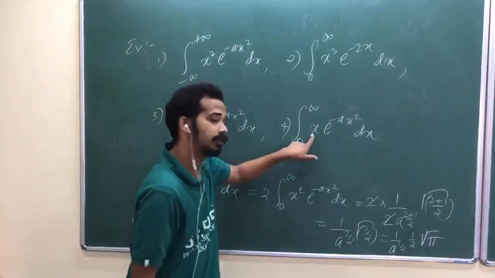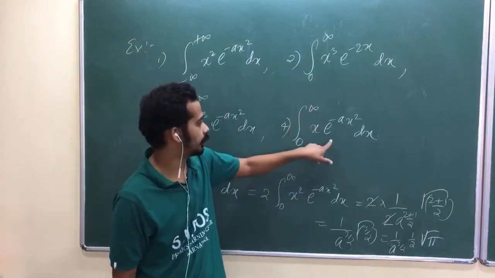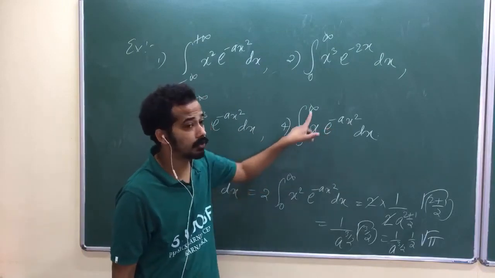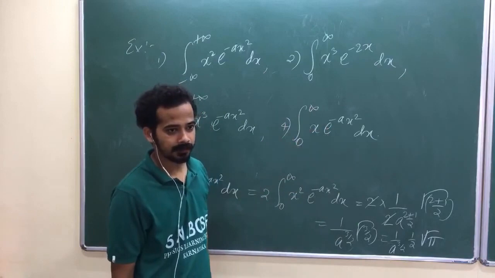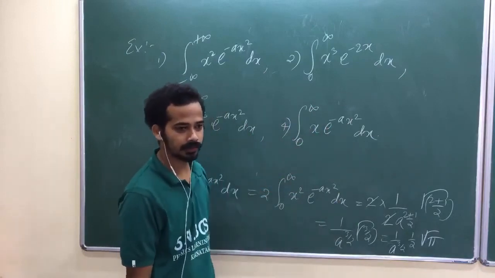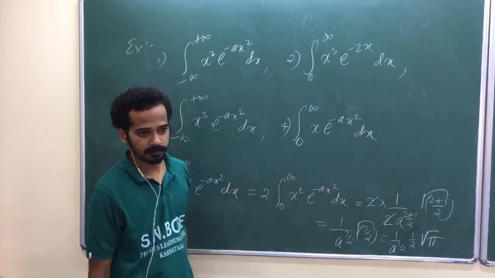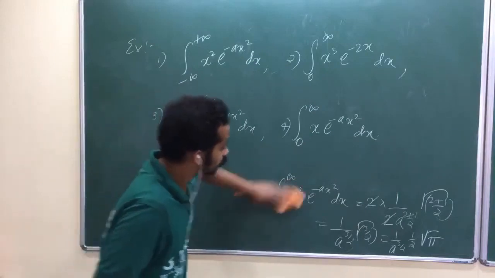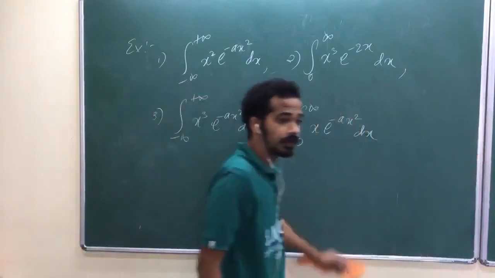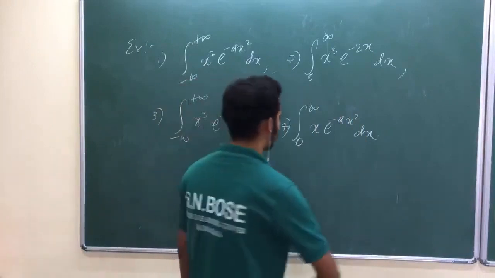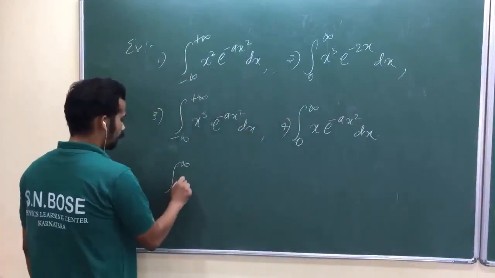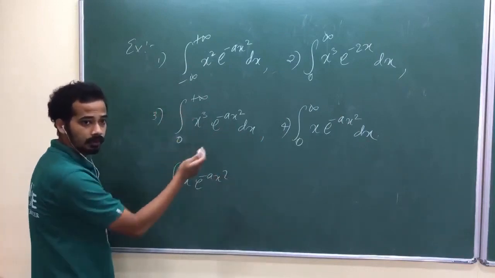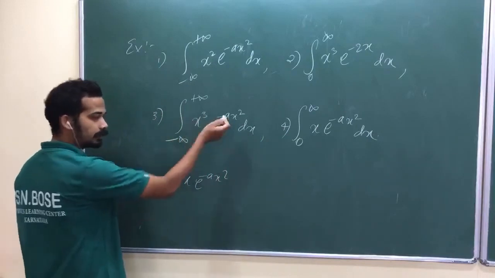But what about this one? X is an odd function. X power 1, that is an odd function. E power minus ax square, that is an even function. Am I right? But you have limit 0 to infinity, not symmetric limit. You are trying to find the area only on the positive x-axis. This need not be 0. Is that okay? This need not be 0. So that's why I gave the formula for 0 to infinity of x power n into Gaussian. Is that okay? If you have 0 to infinity, x into e power minus ax square, or if you had 0 to infinity here, that would be non-zero. Since you have minus infinity to plus infinity, that is 0.